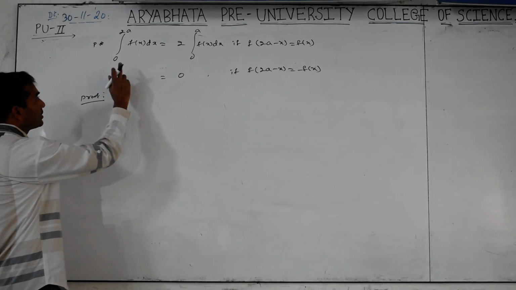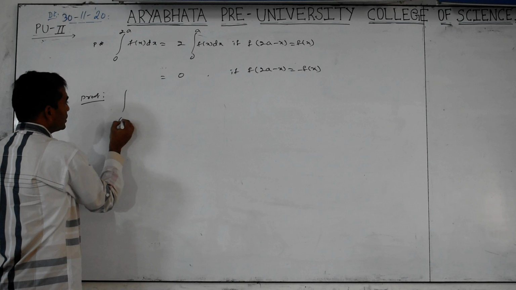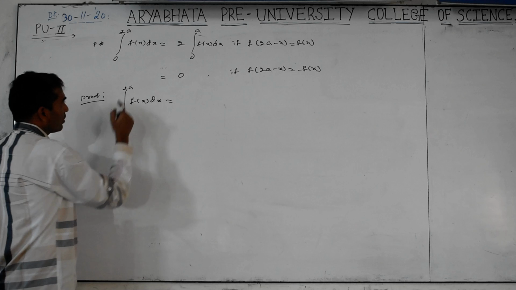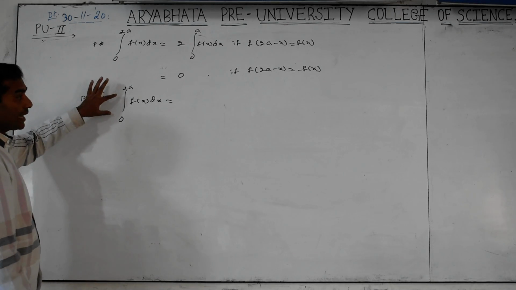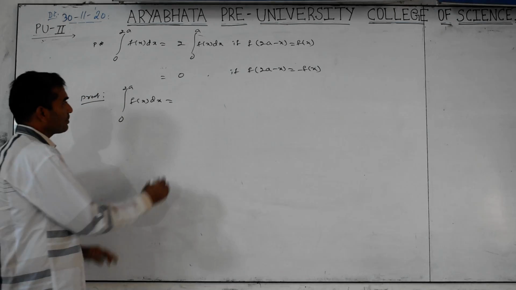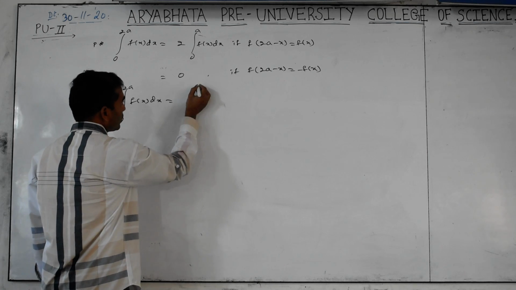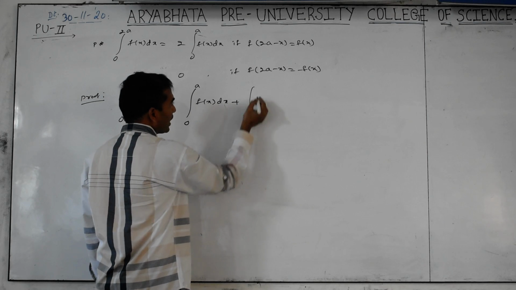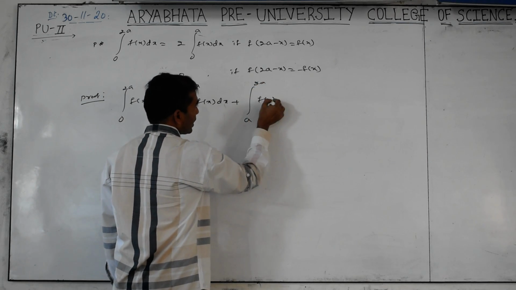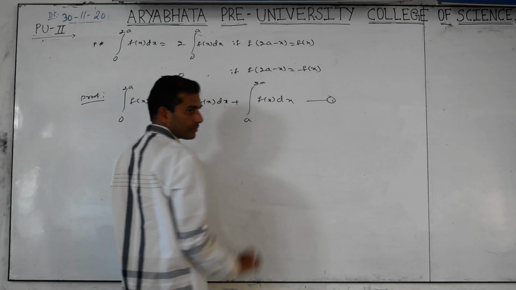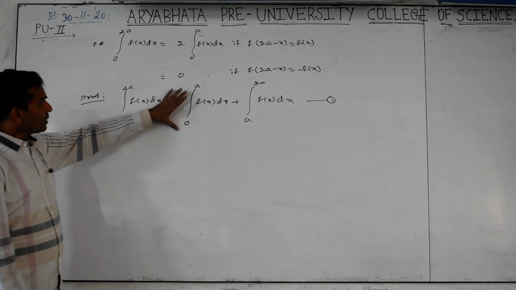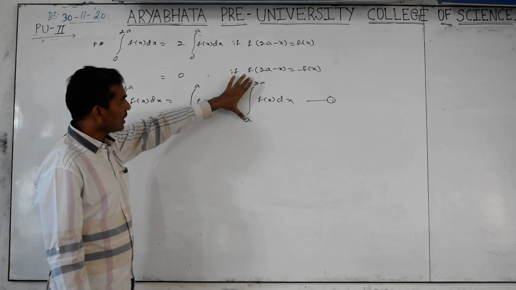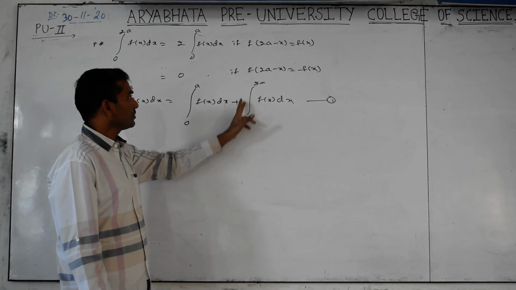They ask many times. Integration of 0 to 2a f of x dx. In between, what value will be there? A. So can I split like this? Integration of 0 to a f of x dx and integration of a to 2a f of x dx by third property. 0 to a, okay, limits same, but these limits are different. So let us solve this one.